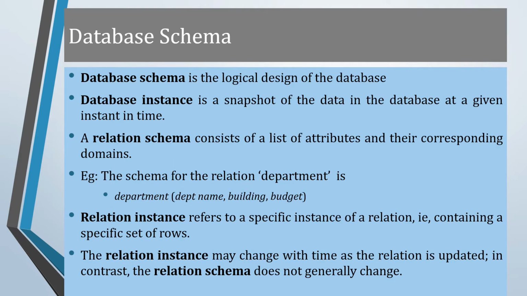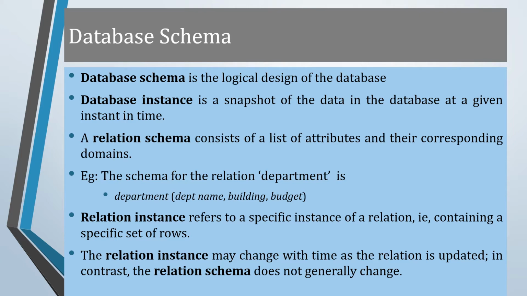Now let us look into the database schema. This database schema represents the overall design of the database. So database schema is the logical design of the database. Database instance is the snapshot of the data in the database at a particular instance. At a particular instance of time, the snapshot of the data in the database, the picture of the data in the database, that can be called as database instance.